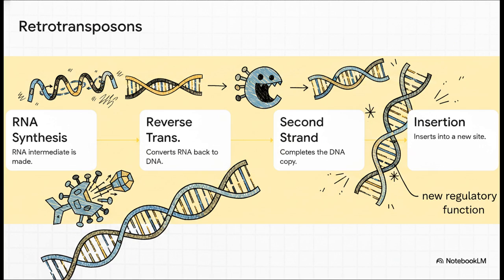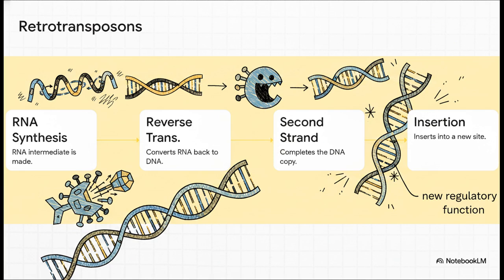First, a single-stranded RNA intermediate is synthesized from the retrotransposon. Then, an enzyme called reverse transcriptase, which, amazingly, is encoded by the retrotransposon itself, turns that RNA back into a complementary DNA strand. Next, a second complementary DNA strand is synthesized. And finally, this newly minted DNA gets inserted into a completely new site in the genome.